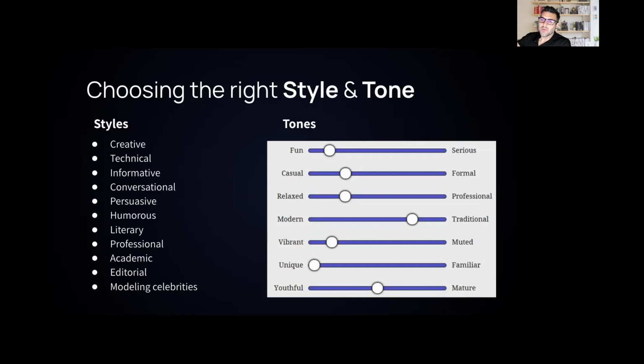You want it to be creative, technical, informative, conversational. If you have a speech and you want to persuade people, you have to tell it to write this in a persuasive style. You want to tell jokes, stand-up comedy, humorous, academic. If you're writing a paper and you want it to have an academic tone or academic style, you can use that as well. So make sure you add the style to your prompt.